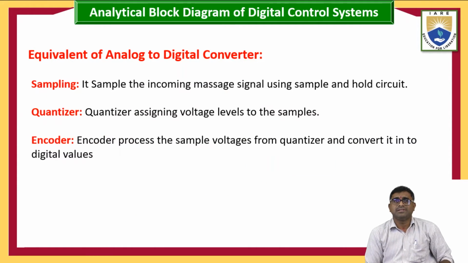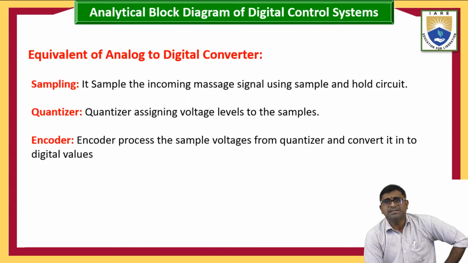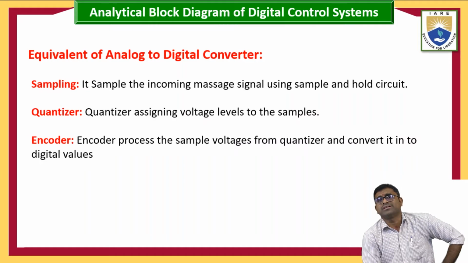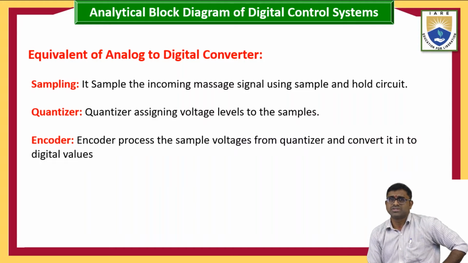These are the functions I am representing here. Sampler: it samples the incoming message signal using a sample and hold circuit. Quantizer: the quantizer assigns the voltage levels to the samples. Encoder: the encoder processes the sample voltages from the quantizer and converts them into digital values.